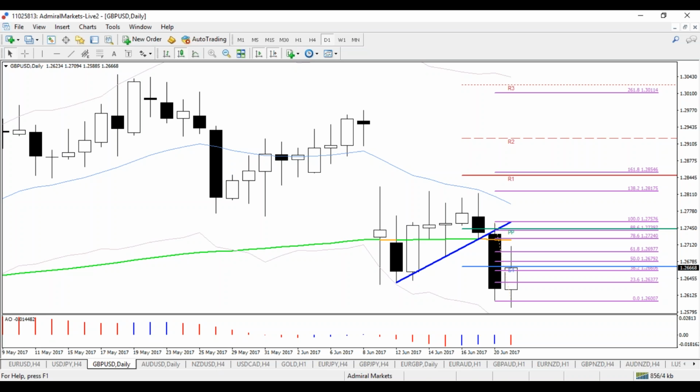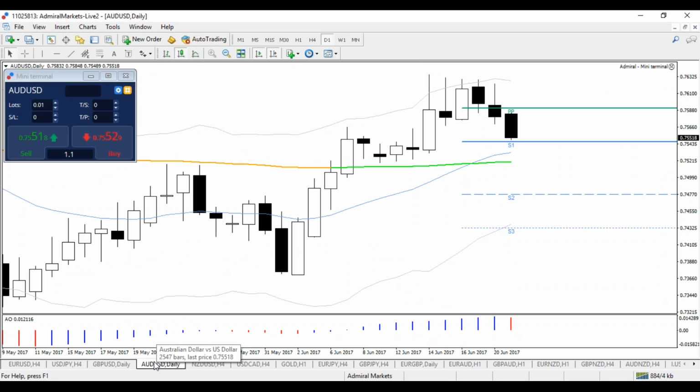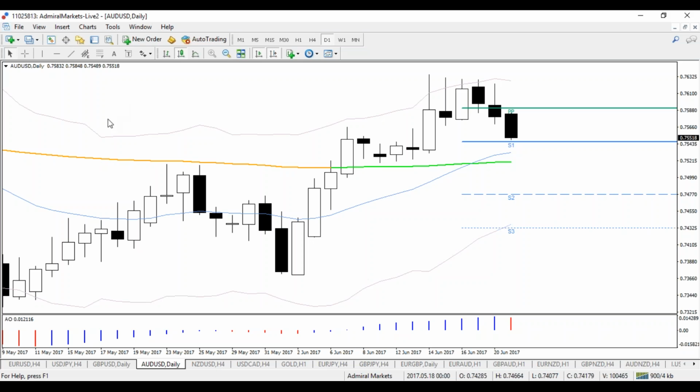So let's take a real-life example to put those three pieces of the puzzle together and see how they can be used in a trading plan. Let's take the Aussie dollar, for instance, as an example. I will just close this mini terminal. It's part of the MetaTrader 4 Supreme Edition. You can take trades with it, but I'll just close it to make space so you can see better.